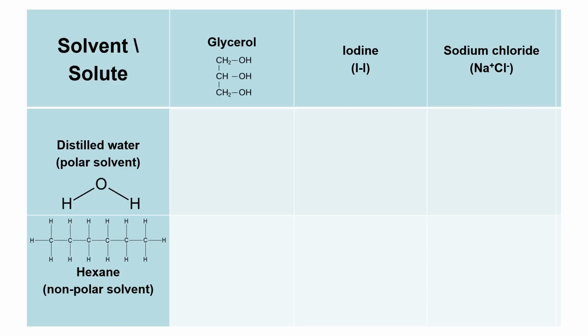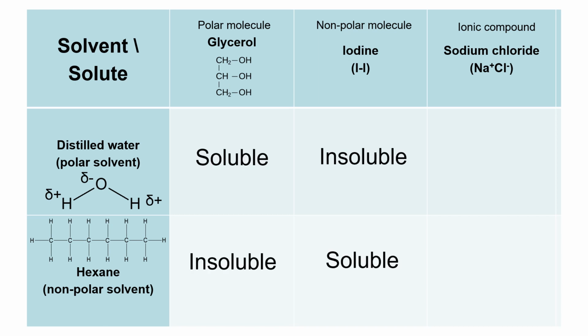Here is a solubility experiment we're going to look at. So we've got two different solvents in this experiment. We've got water, which we term a polar solvent due to the fact we've got polar water molecules present. And in hexane, we've got non-polar hexane molecules, so we call that a non-polar solvent. Our solutes, which we're going to try and dissolve into these solvents, are glycerol. The hydroxyl groups make glycerol a polar molecule. We have iodine, which is a non-polar molecule, and we have an ionic compound, which is sodium chloride. So this is the data from the experiment in terms of solubility.